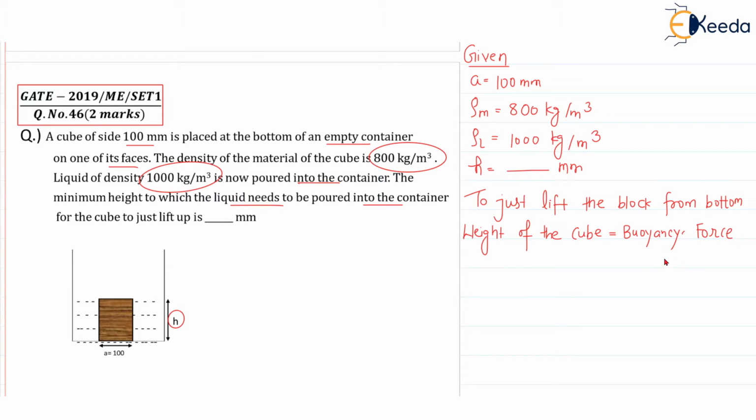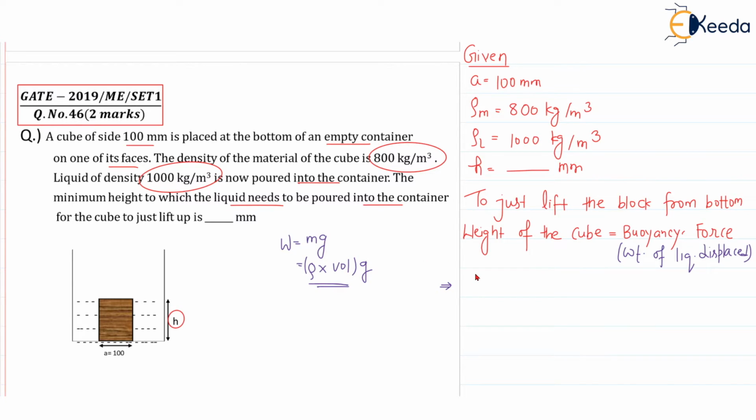And what is buoyancy force? It is the weight of the liquid displaced, always. Buoyancy force is always equal to the weight of liquid displaced. Very important concept. Okay, so now we'll put the formula. Weight of the cube: weight equals mg, you always know that. And mass equals density into volume. So we'll be using this formula for finding the weight.